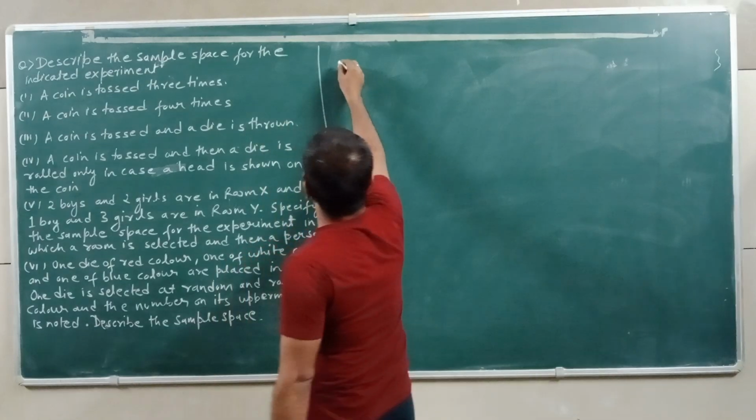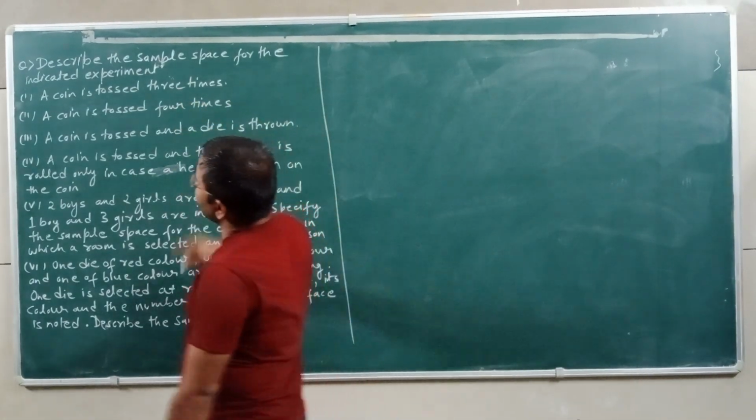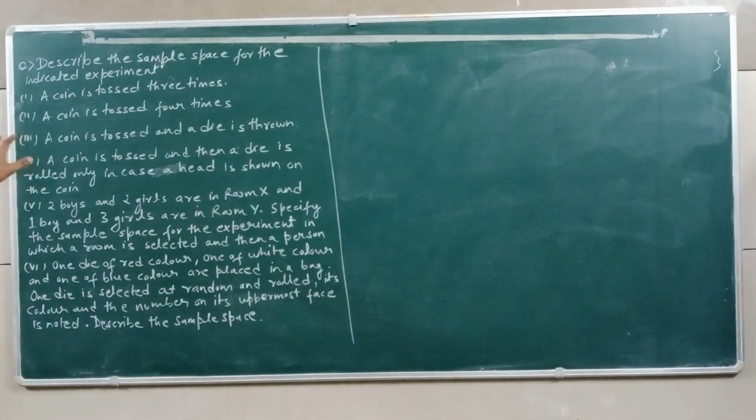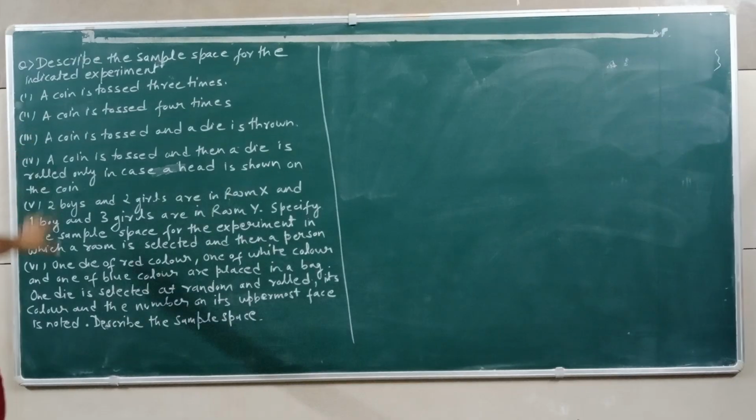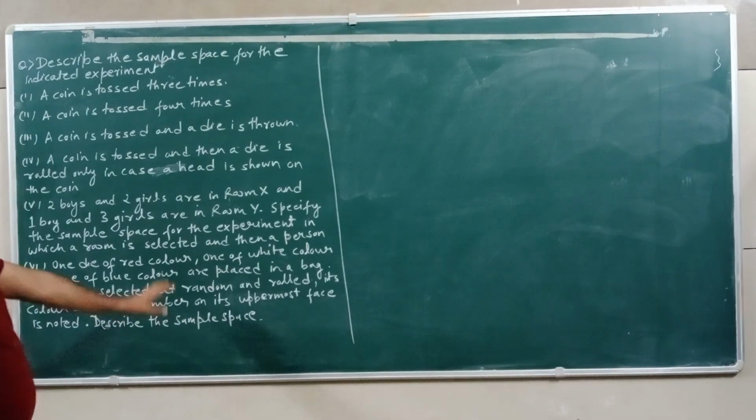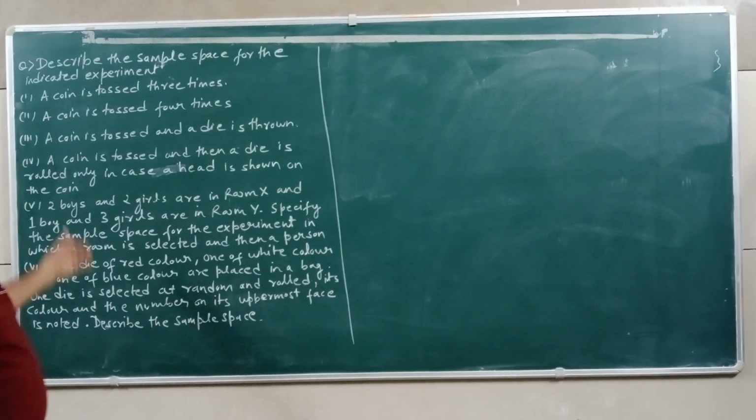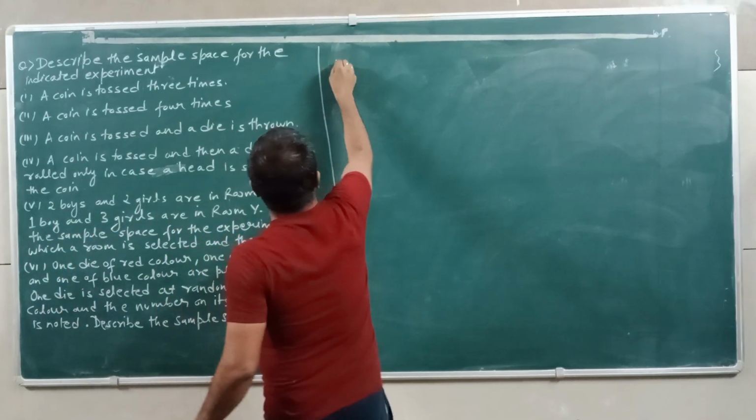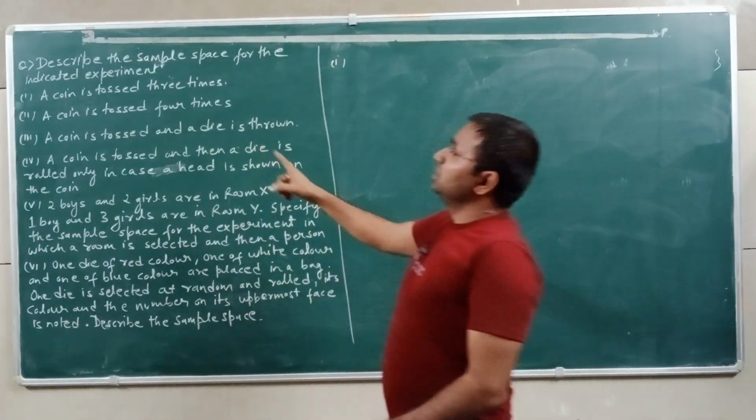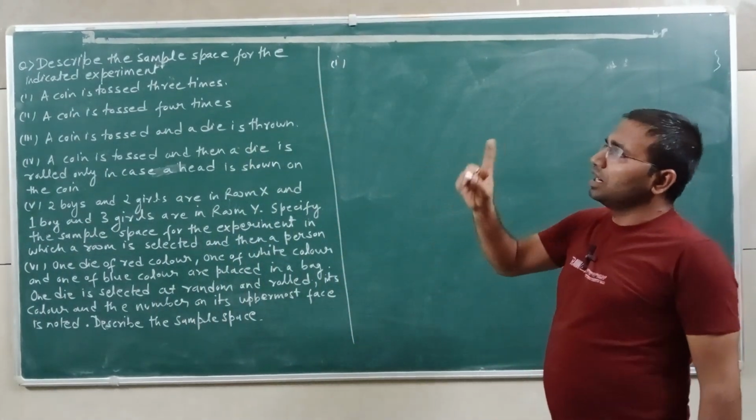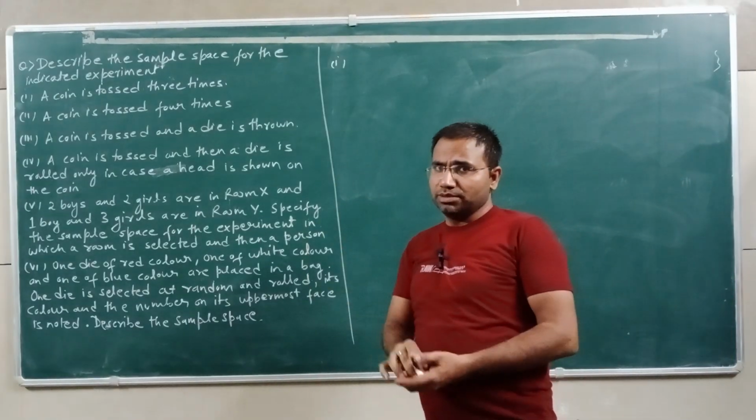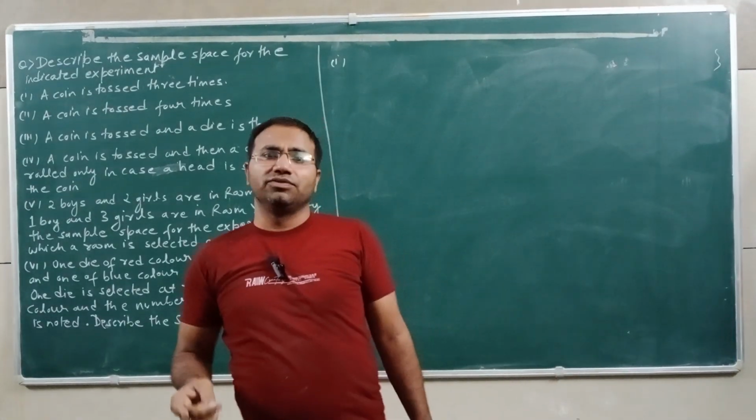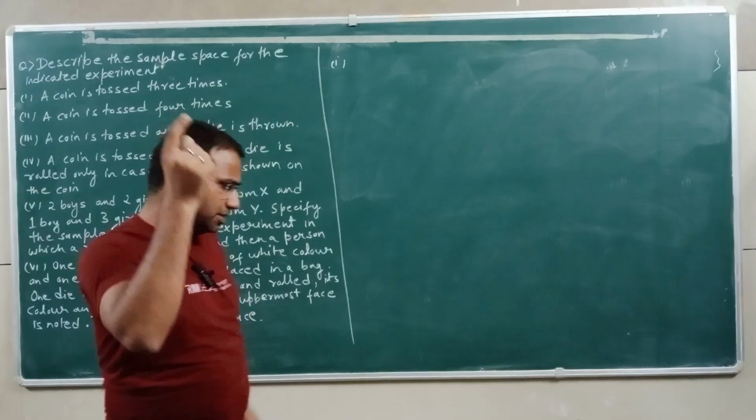So let us see the first question. The question says: describe the sample space for the indicated experiment. Here the experiments are written, so you have to write the sample space of each experiment. Let us see the first one. The first one says: write the sample space if a coin is tossed three times. Means a coin is tossed three times: first time, second time, and third time.